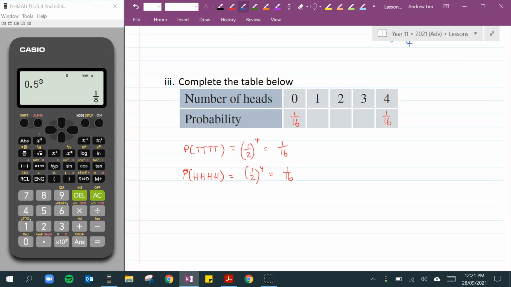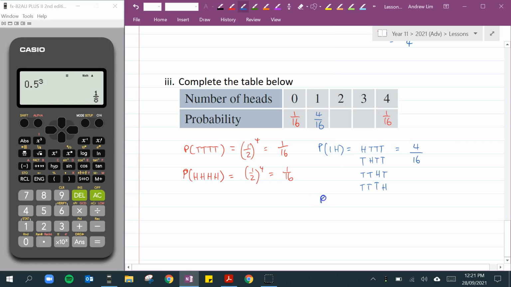What about getting 1 head? If we would have 1 head, that means we could get a head and then 3 tails, or a tail and then a head and then 2 tails, or 2 tails, then a head and then a tail, or 3 tails and then the last one is a head, which means there must be 4 outcomes out of the 16 where we can get 1 head.